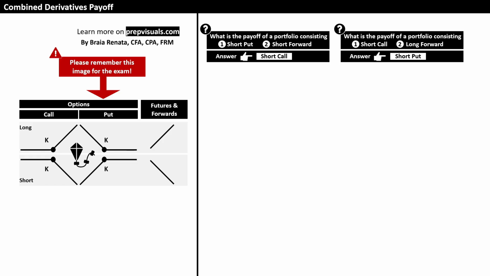In this example, we have a short put whose payoff diagram looks like this. And we also have a short forward whose payoff diagram looks like this. Our goal over here is to combine these two payoff diagrams to determine the payoff of the overall portfolio. Now, a key step to do this is to first draw a vertical line at the strike price and evaluate the slope of the lines on each side.